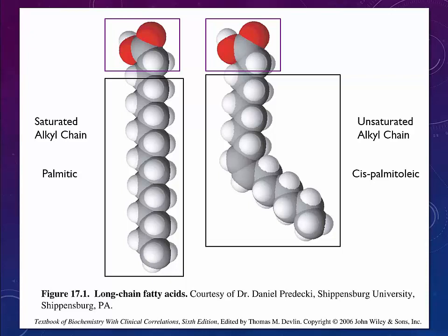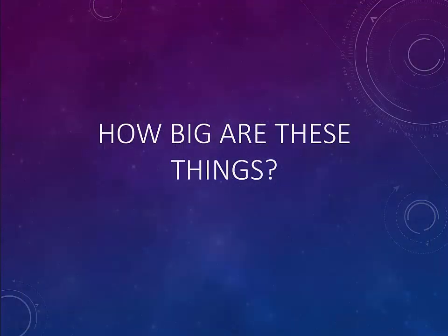The carboxylic head group can be modified with attachments, and the alkyl chains can be of varying lengths. The presence of the carboxylic head group makes these amphipathic, or capable of interacting with water and hydrophobic solvents. The head group is polar and will interact with water. The tail is hydrophobic. So how big are these things?